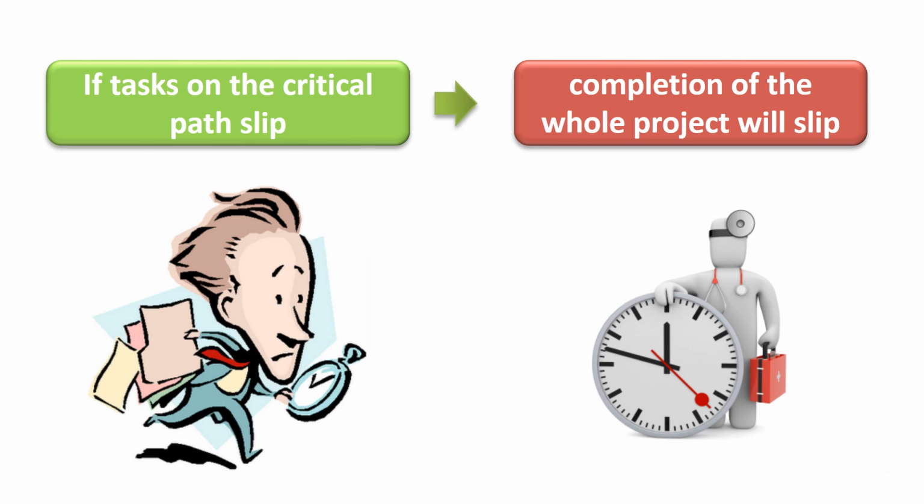The activities on the critical path must be very closely managed. If jobs on the critical path slip, immediate action should be taken to get the project back on schedule. Otherwise, completion of the whole project will slip.